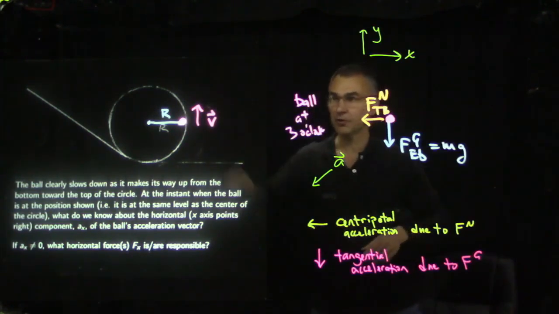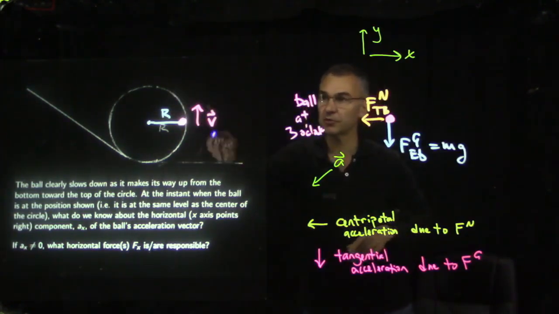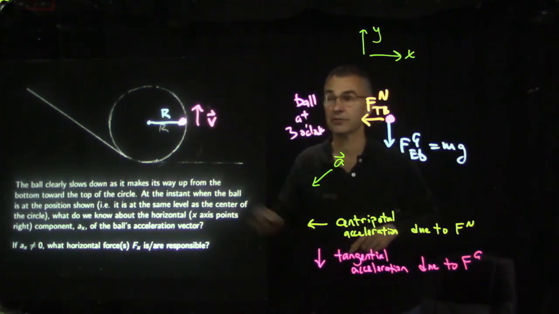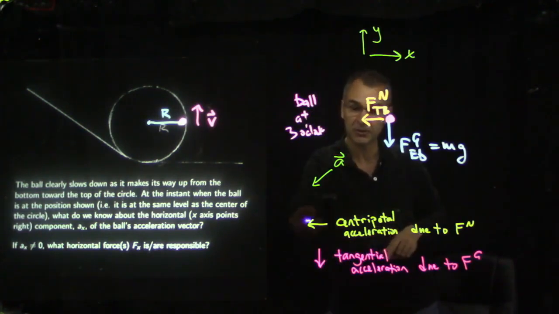So the velocity points upward and it's moving in a circle. To keep it going in a circle, there must be a centripetal acceleration that points toward the center of the circle. That centripetal acceleration changes the direction of the velocity vector, but it doesn't change the magnitude of the velocity vector. It doesn't change the speed. That component of acceleration points to the left.